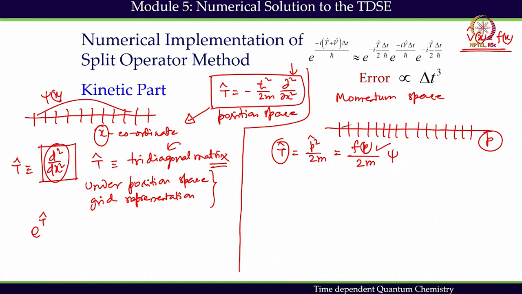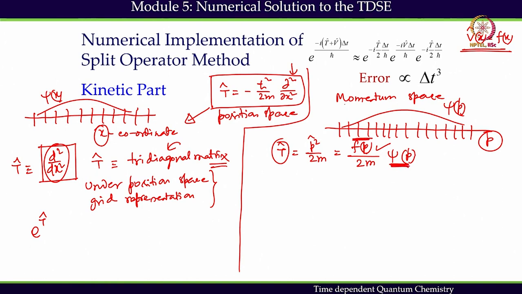Now I have to represent the wave function in the momentum space. If I represent the wave function in the momentum space, then it is nothing but the multiplication of two functions. One function is coming from the operator, one function coming from the wave function.